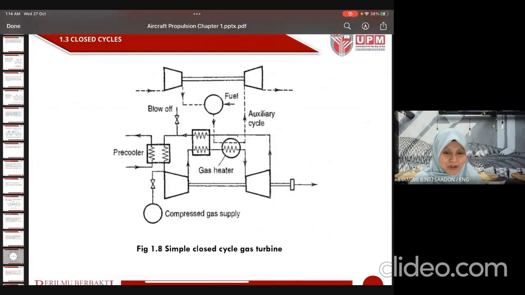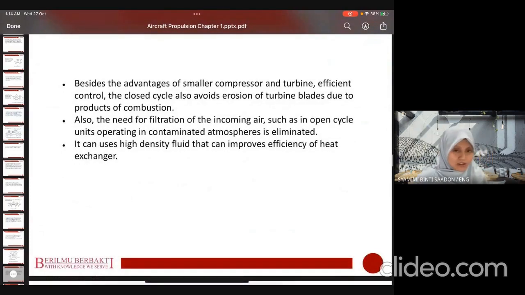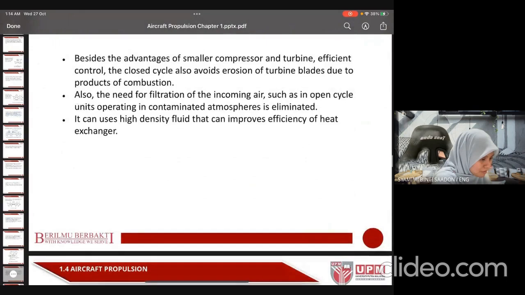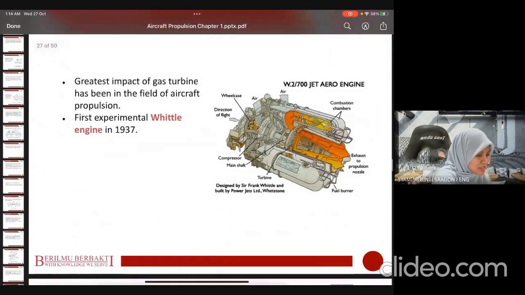Figure 1.8, a closed cycle gas turbine. There's a pre-cooler, and you have an auxiliary cycle. This is a bit complex, but it is mainly used in power plants. So maybe not too important for you. It's about closed cycles. Okay, so these are some of the examples.